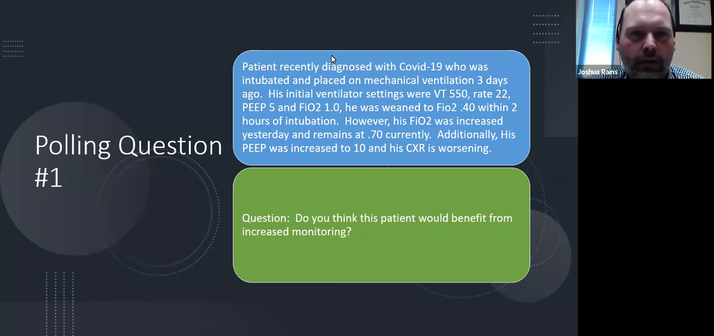But my goal in asking this question was to get you in the mindset of thinking about catching trends early. If you see something happening, then report it up in rounds, get it addressed. Maybe you can intervene, maybe you can keep it from being a serious safety event or ventilator associated event.